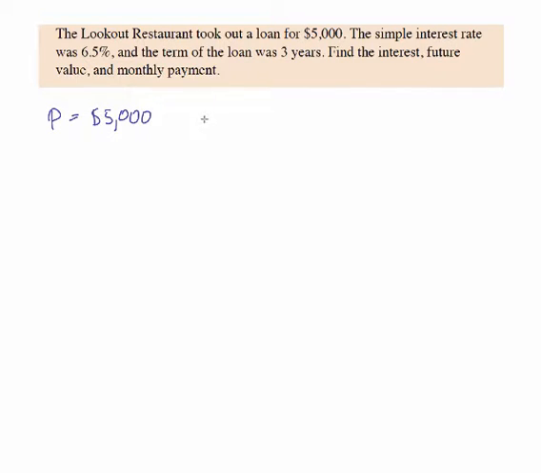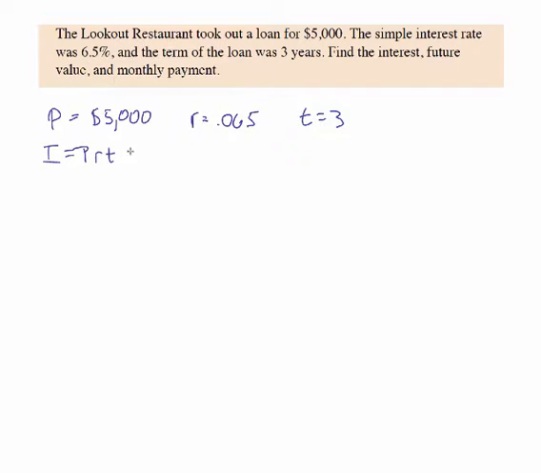The simple interest rate was 6.5%. So as always, we take that 6.5%, write it in decimal form, 0.065, and call it R. And the term of the loan was 3 years. So T equals 3. First question we're asked is to find the interest. There's an application of our simple interest formula. I equals P times R times T.